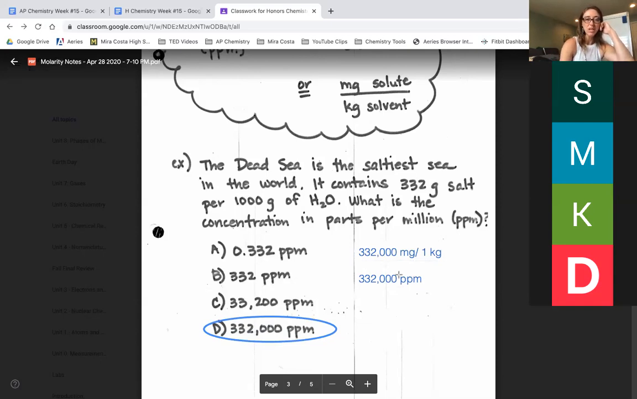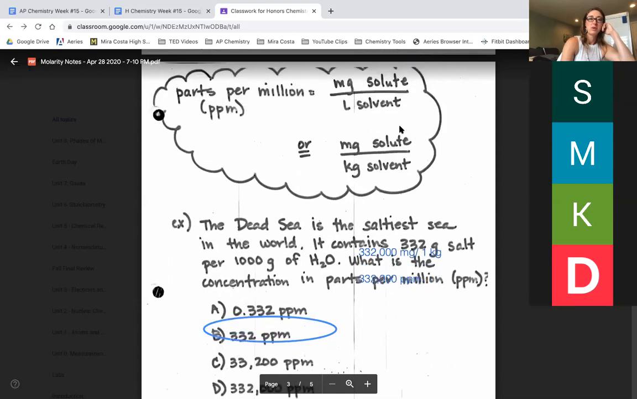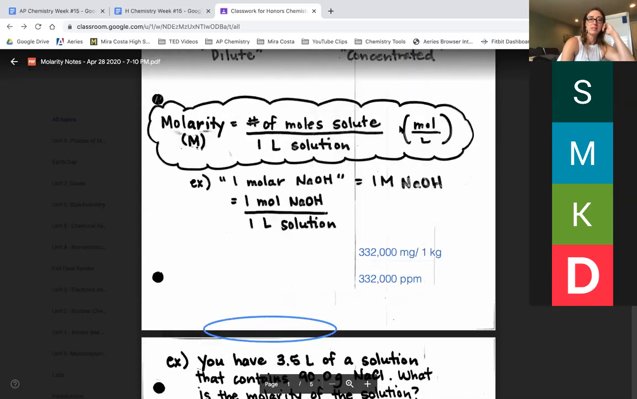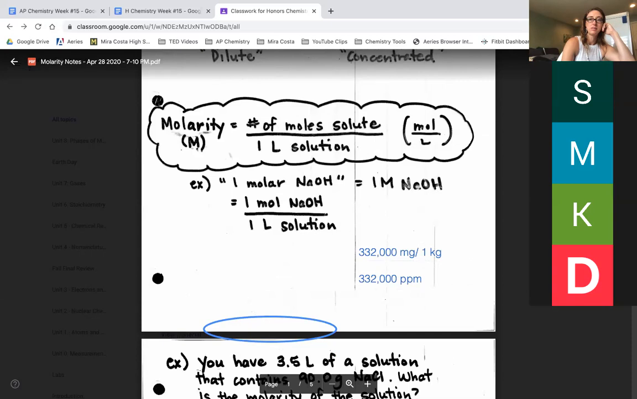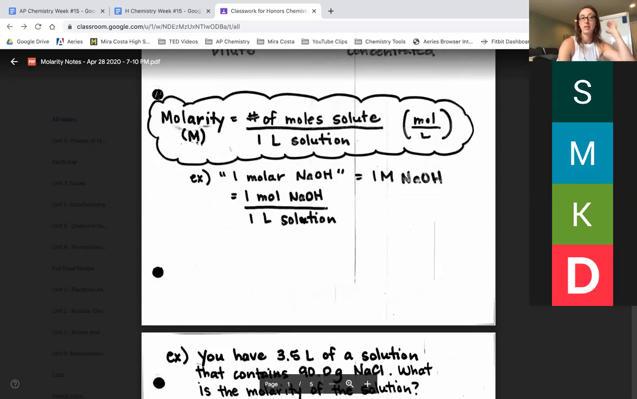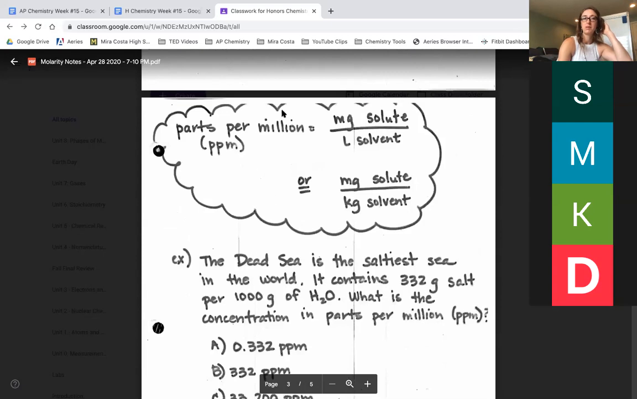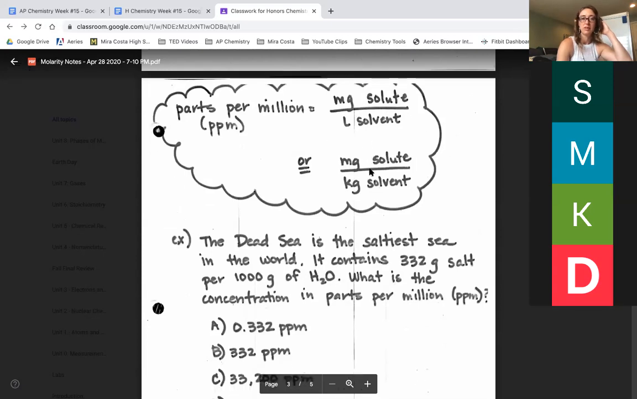Okay. The main difference here is that, notice, the denominator is solvent. When we were looking at molarity, remember that it's moles of solute per liter of solution, solution being solute plus solvent, but parts per million is solute per solvent. So just that denominator is slightly different. It's not solution, it's just the solvent in this case.